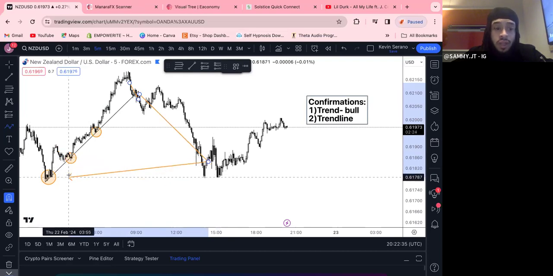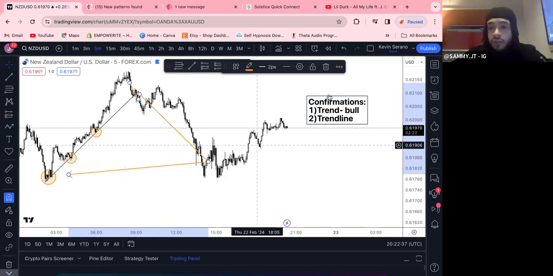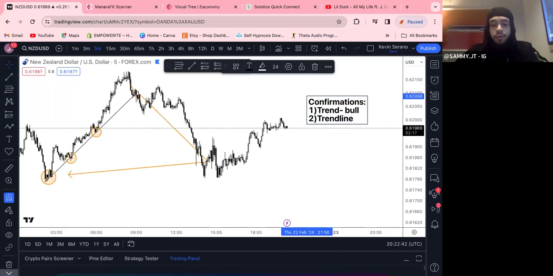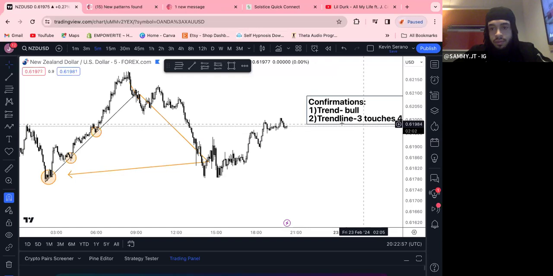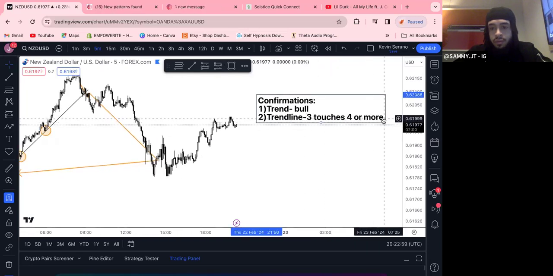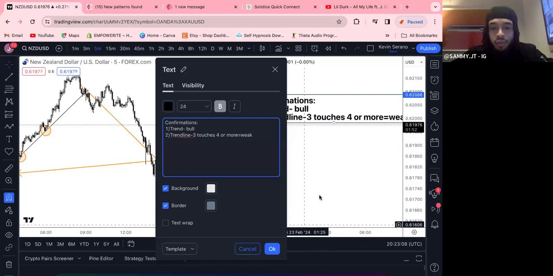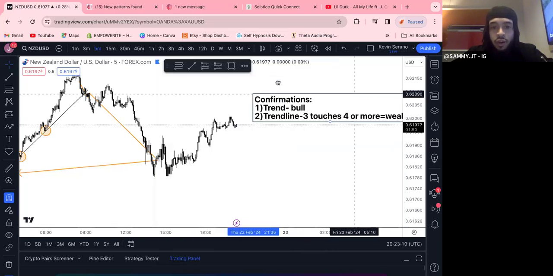So trend line rules: you're going to have 3 touches roughly to confirm. Anything 4 or more equals weak. If you hit something 4 times, a brick wall for example, after the 4th time it's likely that you're going to break it.